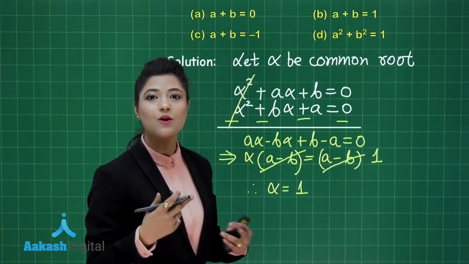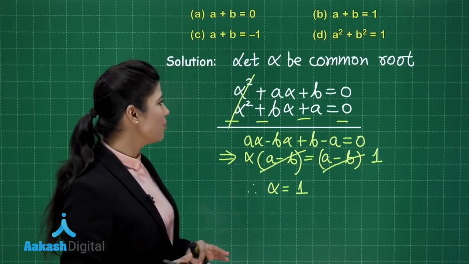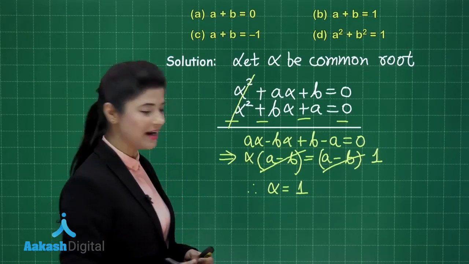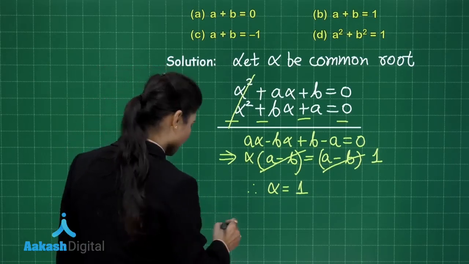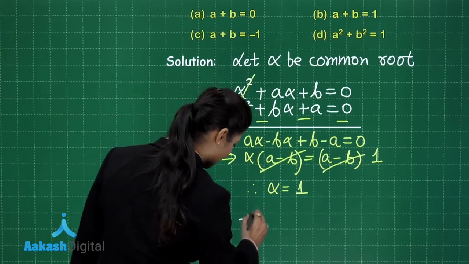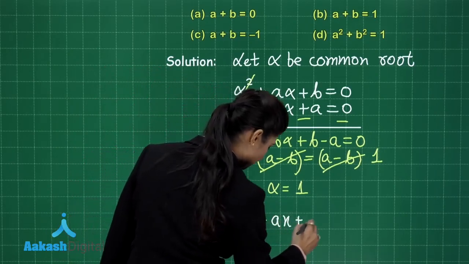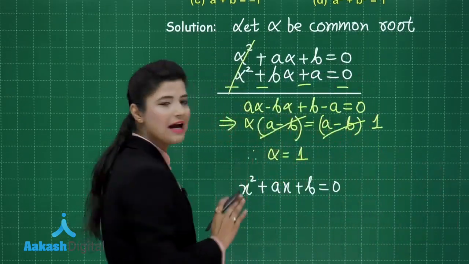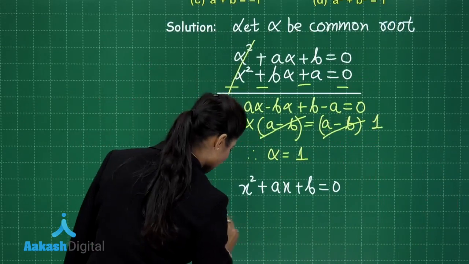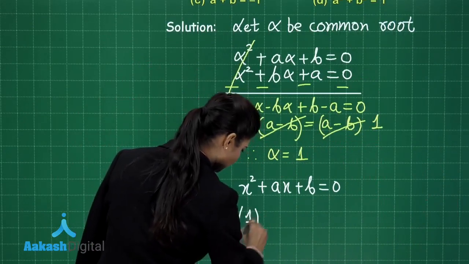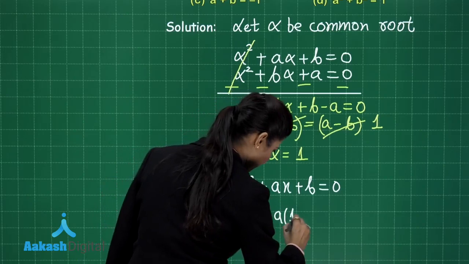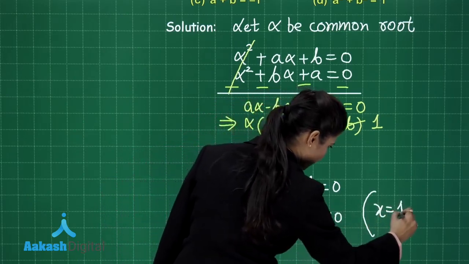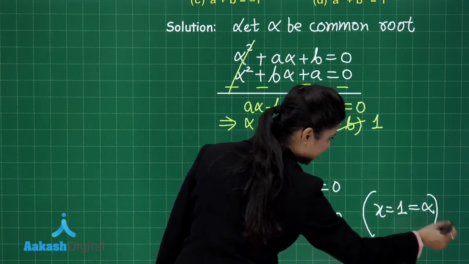Alpha is what? Alpha is the common root. So we have the common root for both the given equations equal to 1. So it is definitely going to satisfy these equations, right? If I talk about any one of the equations, let's say x square plus ax plus b equal to 0, here this alpha is the common root, so it will satisfy the equation. So substituting x by alpha, we get 1 square plus a into 1 plus b equal to 0. Here x is equal to 1, that is the common root alpha.